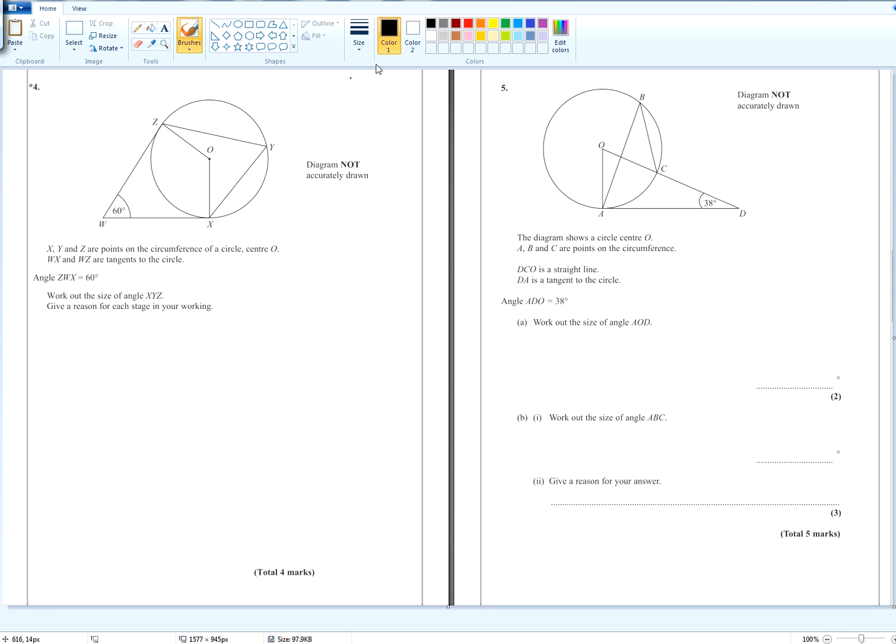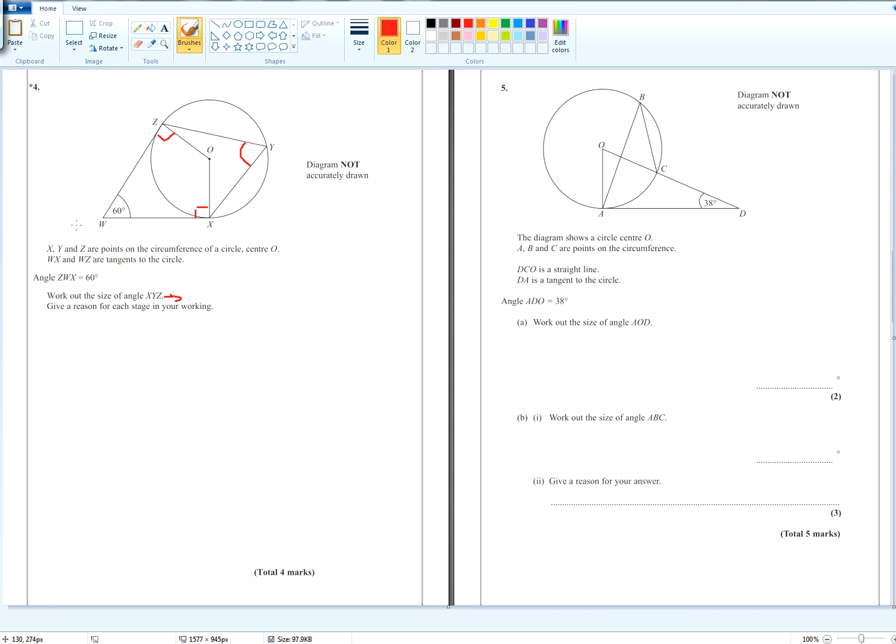So XYZ, where is that? The top one here. That's angle XYZ. Give a reason for each stage in your working. Now, what do we know? When a tangent touches, this is the radius, folks. This is the radius. This is the radius. When a tangent touches the radius, it meets at 90 degrees.